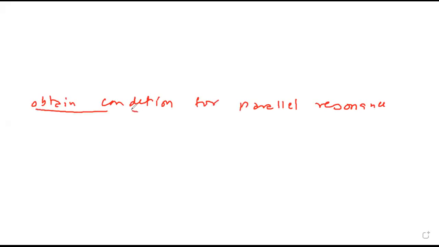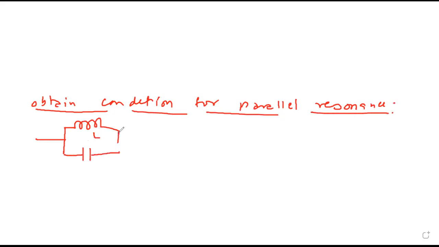Obtain condition for parallel resonance. When inductor L and capacitor C are connected in parallel across alternating source of EMF E0 sin omega t, then the circuit is called a parallel resonance circuit.